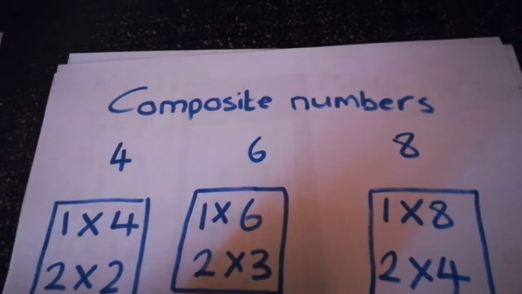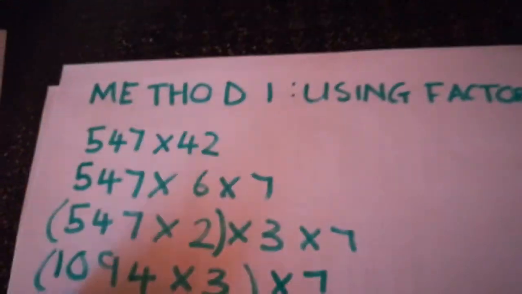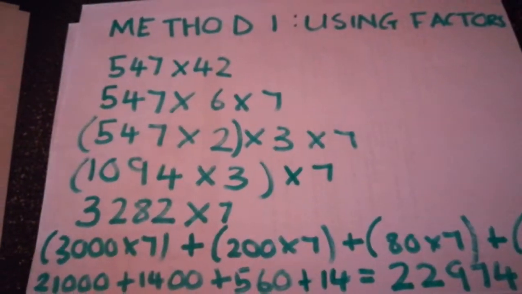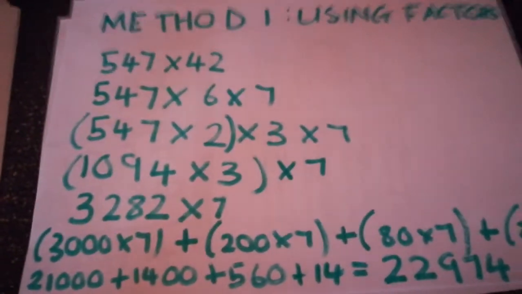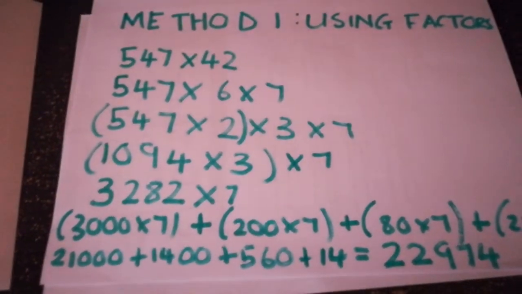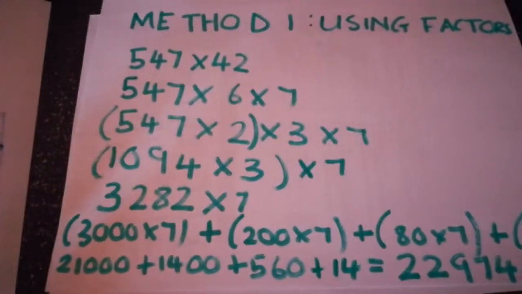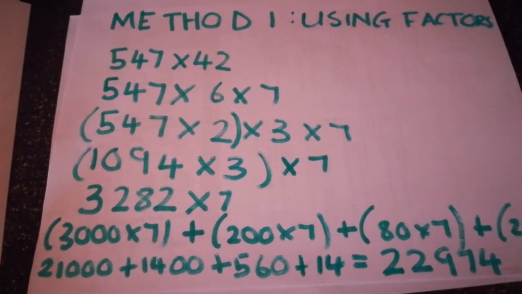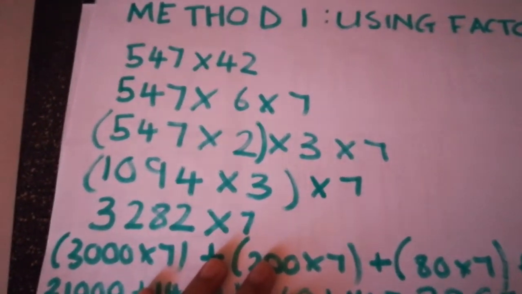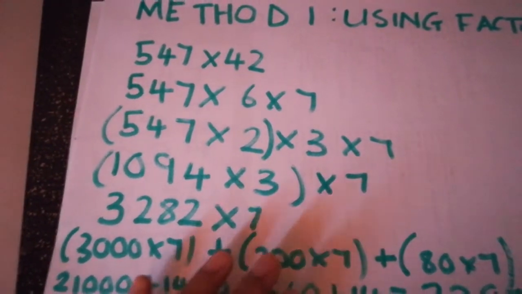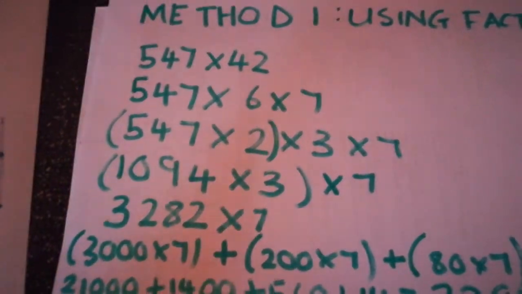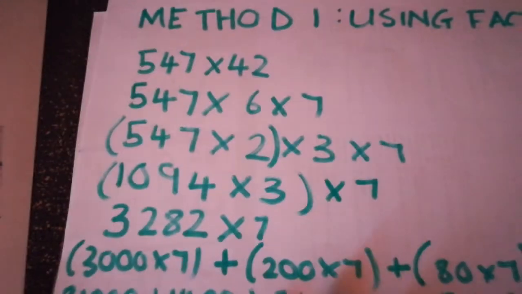All right, let's look at the next one. Now, in order for us to multiply large numbers, we have 2 methods. The first method is to use factors. Now, when we know the factors of a number, it'll be easier for us to multiply. So let's look at this example, 547 times 42. Right? 547 is a big number to be split up. So let's look at 42. It's much easier to split up.